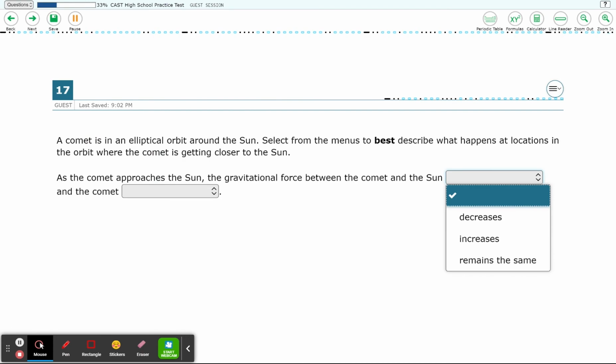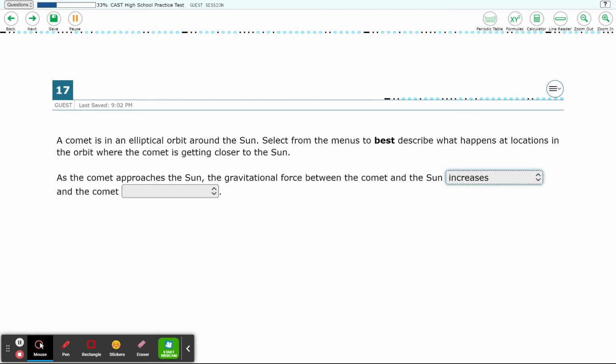So the gravitational force between the sun and the comet increases as it approaches the sun. It's getting closer, so there's going to be more force. Just like two magnets give you more force when they're closer, the sun and the comet, or the earth, will give you more force when they're closer. The magnetic force and the gravitational force are different, but they act the same way in regards to distance.